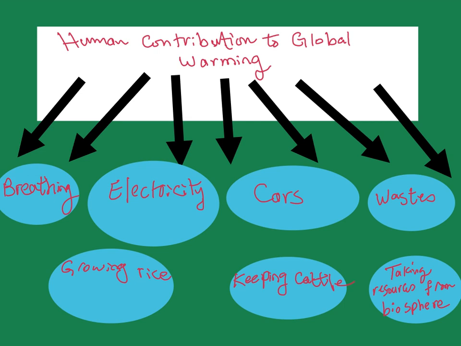So we can summarize the human contribution to global warming and to the wide range of ecosystems: breeding, multiple use of electricity, the extensive use of cars and the exhaust gases coming from cars, human waste, including biological and non-biological waste, growing rice, and keeping cattle. It was found that cattle produce a large amount of waste and ammonia, and ammonia has a very big contribution to global warming, taking resources from the biosphere.